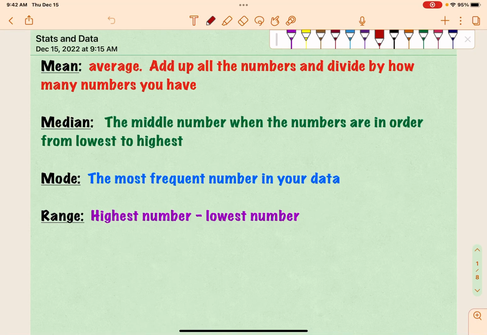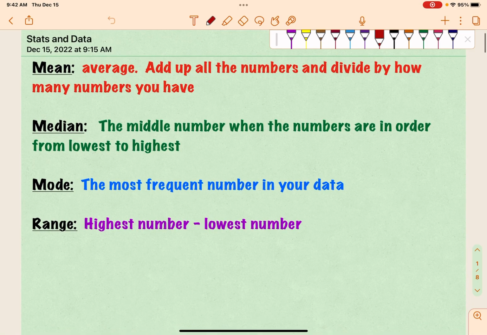Hi guys, we're going to be dealing with mean, median, mode, and range today, at least a little bit of a review of that. So I did put just the basic definitions that we deal with for each one of these up here so we could have a common language to talk about them. When I talk about the mean, that's the average. To get the average, I have to add up all the numbers and then I divide by how many numbers I have.